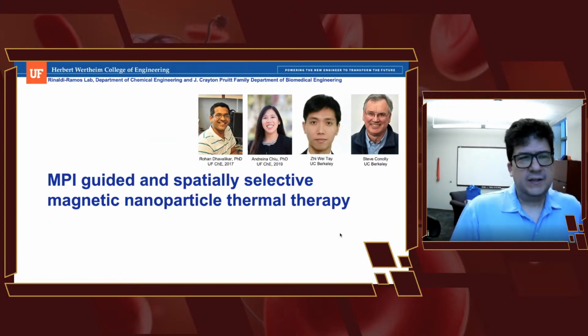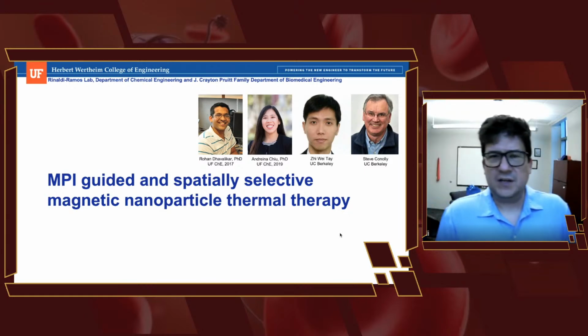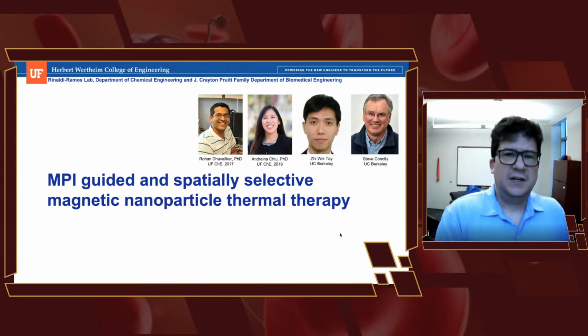Okay, so moving on, the next application I want to talk about is that of using MPI for image-guided and spatially selective nanoparticle thermal therapy. And again, this was in collaboration with Steve Connolly. This is before we got our scanner. And again, it was Zhiwei Tay who did the experiments, a lot of the hardware development on Connolly's side, and on our end, Rohan Dhavalikar worked on theory, and Andreina Chiu prepared particles for these experiments.